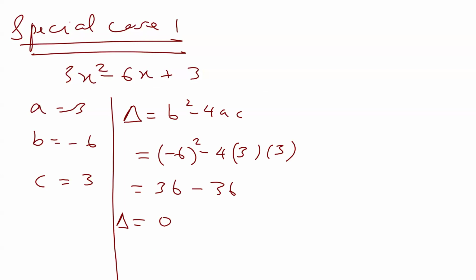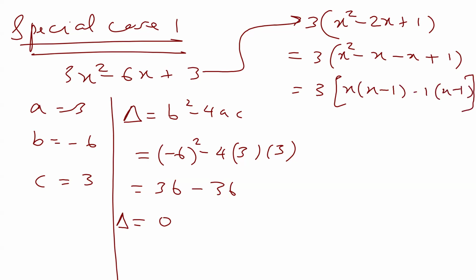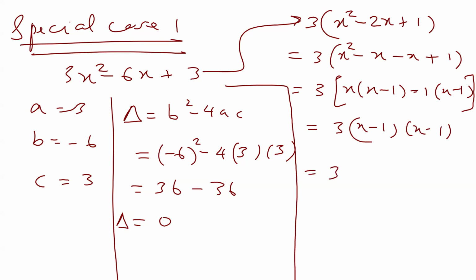No, absolutely not. So we are going to simplify this. Okay, so take 3x² minus 2x plus 1, 3x² minus x plus 1, 3x minus 1, minus 1 x minus 1. So 3 into x minus 1 into x minus 1, 3 into x minus 1 the whole square. Okay, so this is simplified to this.